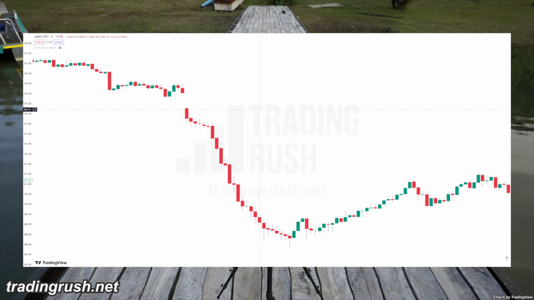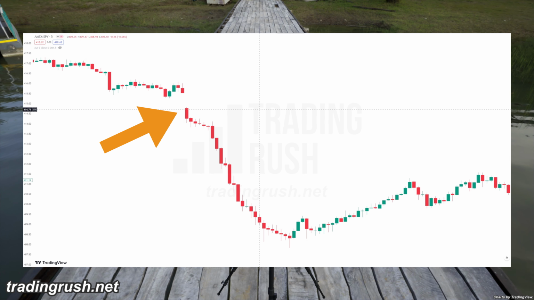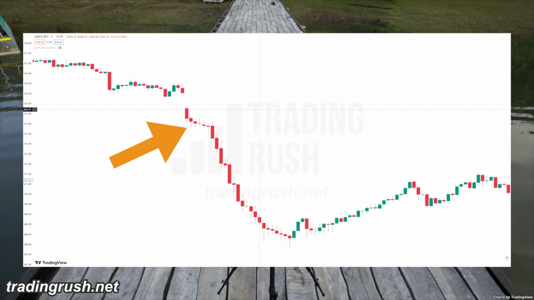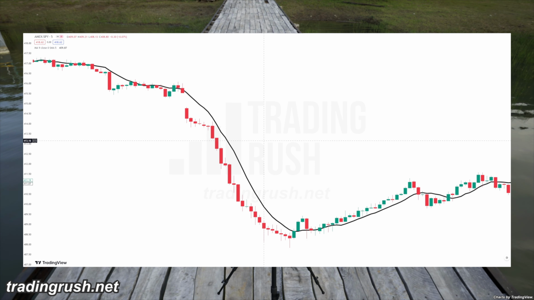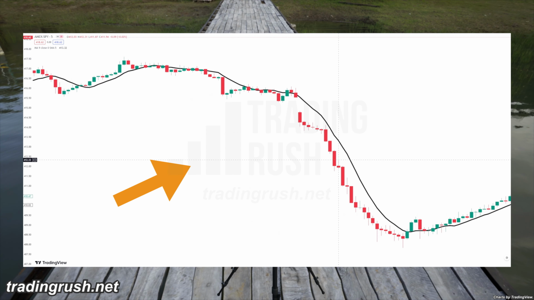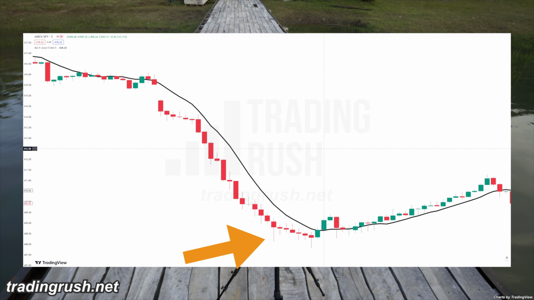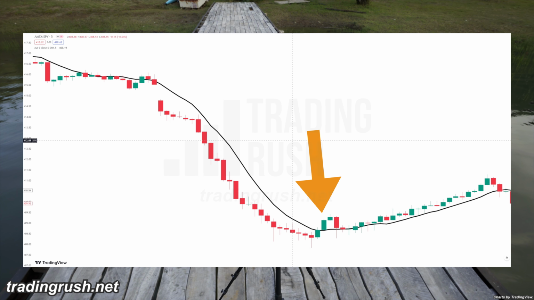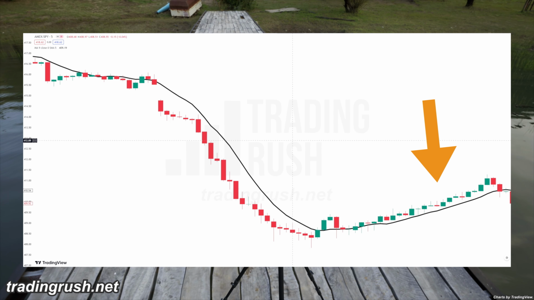Let's consider this chart for example. As you can see, the price opened lower than the last close, and as soon as it opened, it began to drop. The downward momentum was strong, as evidenced by the price remaining consistently below the 9-period moving average throughout this decline. As soon as the downward momentum ended, the price moved above the 9-period moving average and stayed there as long as the upward momentum was strong.